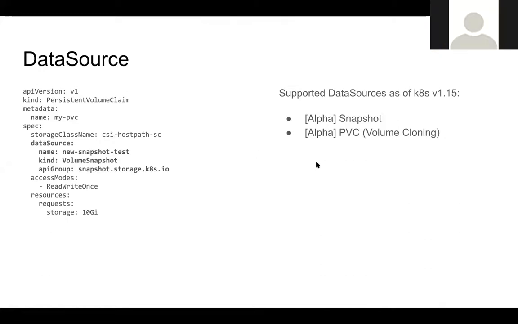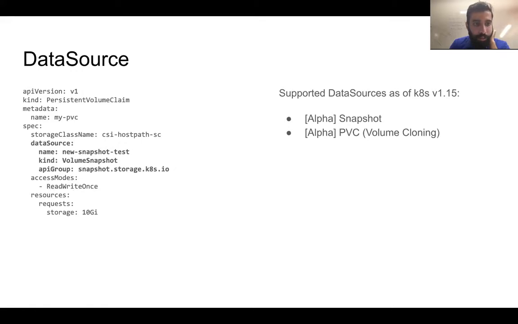Today for Alpha, we currently only support two data sources. One is Snapshot and the other is PVC, which is used for volume cloning. Both of these are currently Alpha. And the plans longer term are to open this up, remove the validation such that you could have any sort of third-party arbitrary data source.